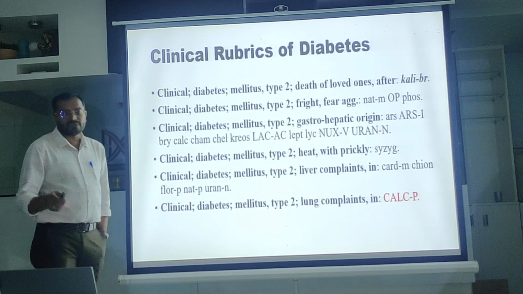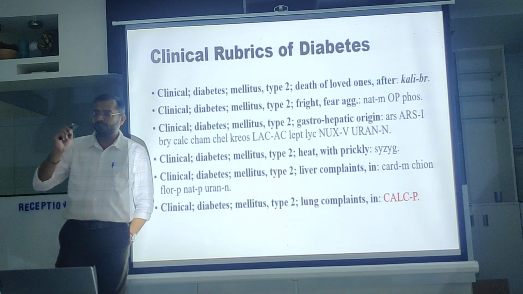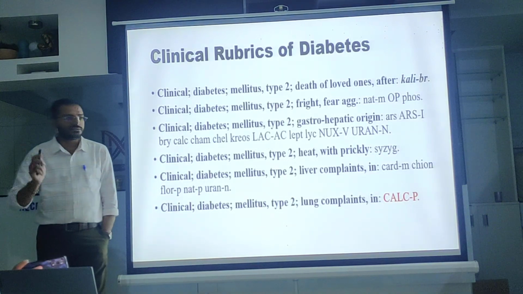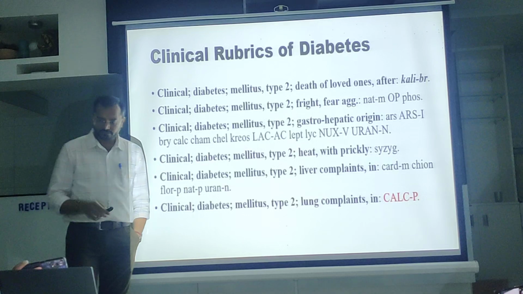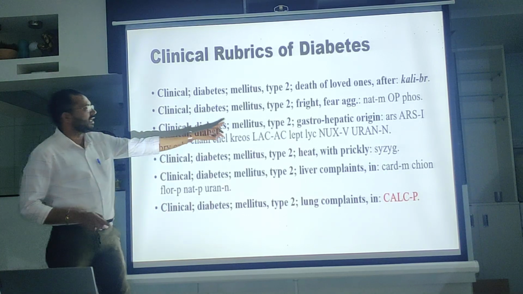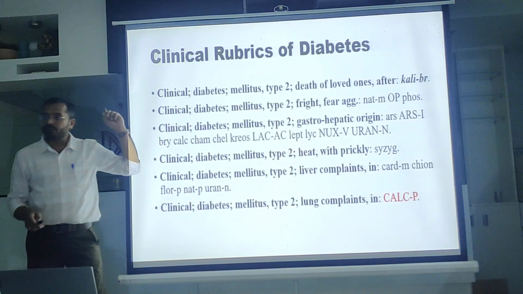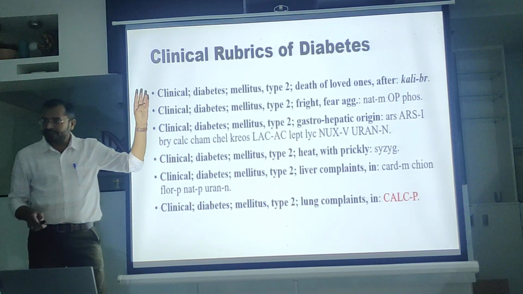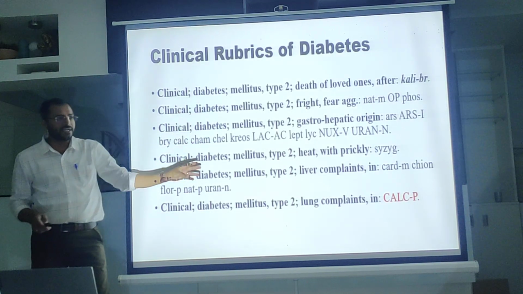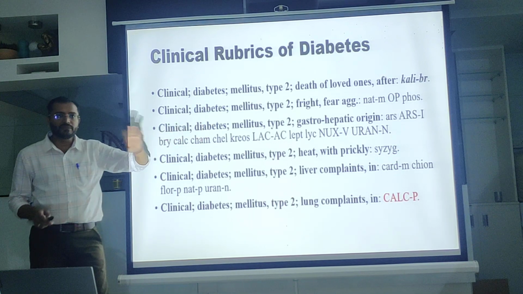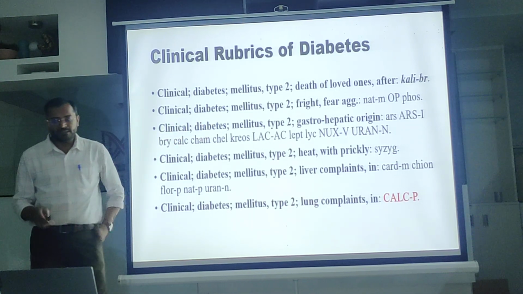Then diabetes after death of loved ones. Husband died, and after that, what diabetes? Calibrome. Diabetes from fear, fright after: Opium is one of the remedies. So how many places has opium come? Intimidating transactions, extravagance, dullness, sadness and fright. So opium is one of the remedies for diabetes.